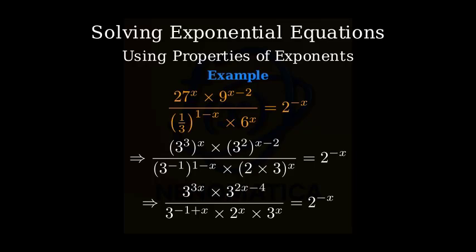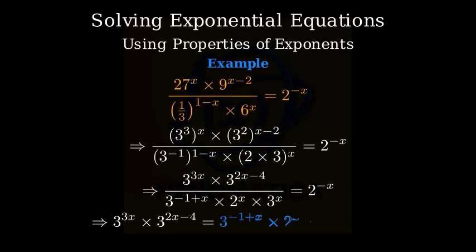For the denominator, 3 to the negative 1 to the power of 1 minus x becomes 3 to the power of negative 1 plus x, and 2 times 3 to the power of x becomes 2 to the x power times 3 to the x power. To simplify further, let's multiply both sides of the equation by the denominator to eliminate the fraction. This gives us 3 to the power of 3x times 3 to the power of 2x minus 4 equals 3 to the power of negative 1 plus x times 2 to the x power times 3 to the x power times 2 to the negative x power.